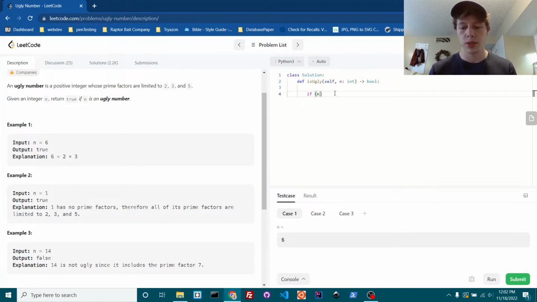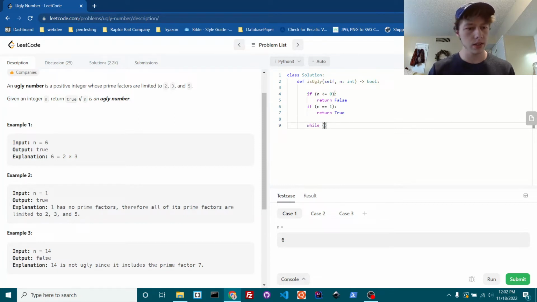So, n is our number. If n is less than or equal to 0, we know that it's going to return false. Okay, and if n equals 1, I just feel like 1 is such an edge case, and I feel like that's part of the reason they put it in there. It apparently returns true. I'm going to go ahead and just put it like that because I feel like it's going to mess stuff up. Well, let's go ahead and give this a try.